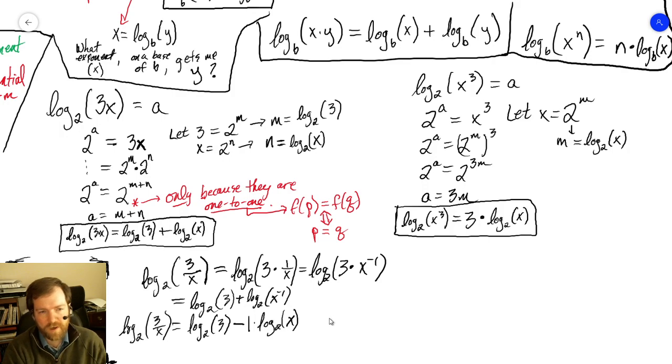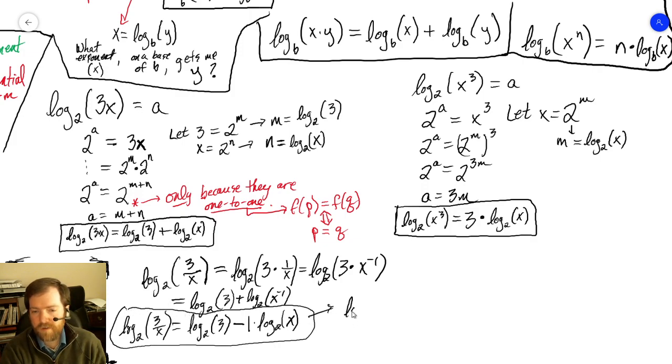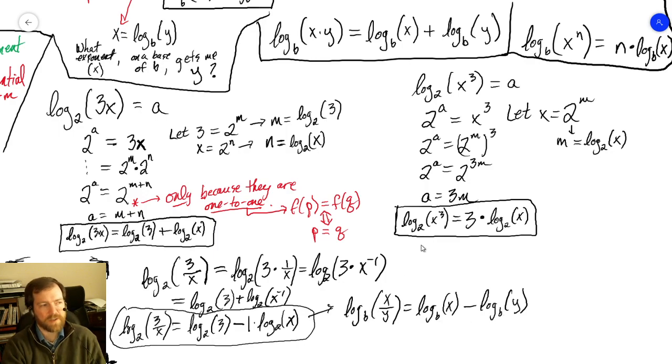So this is fundamental rule number 3. Which is that if you have log base b of x over y, this is going to be equal to log base b of x minus log base b of y. Save yourself a couple of steps. You can just use these shortcuts.